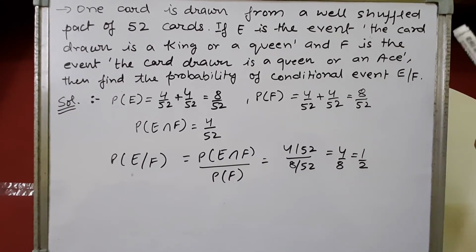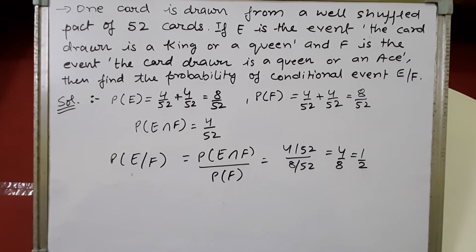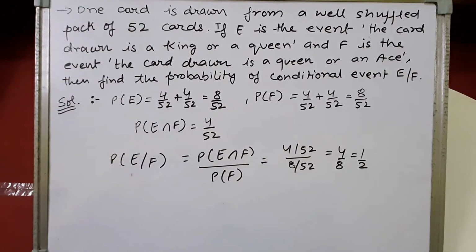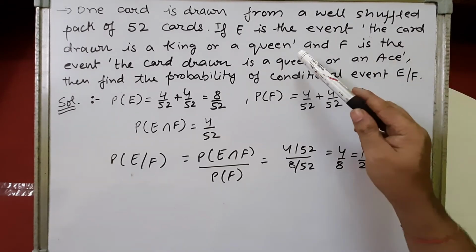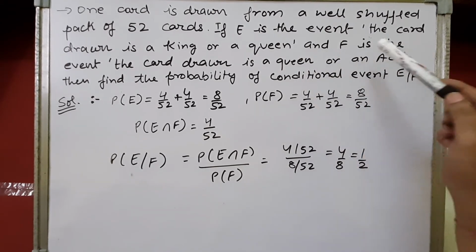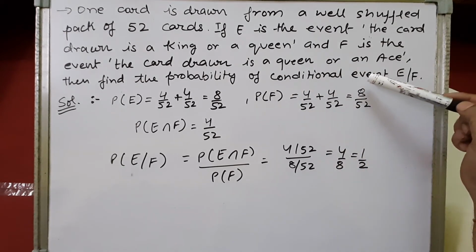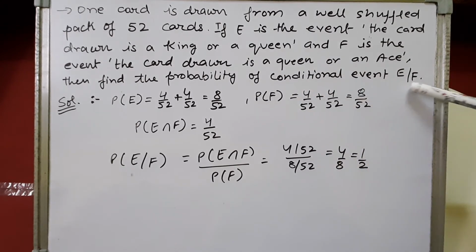In this sum, it is given that one card is drawn from a well shuffled pack of 52 cards. If E is the event, the card drawn is a king or a queen, and F is the event, the card drawn is a queen or an ace, then find the probability of conditional event E upon F. Alright, that means probability of obtaining E when F has already occurred.